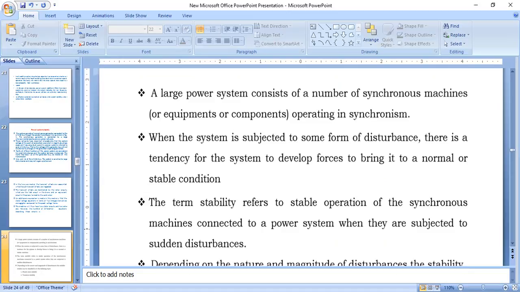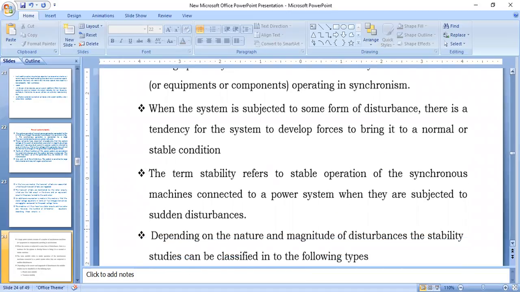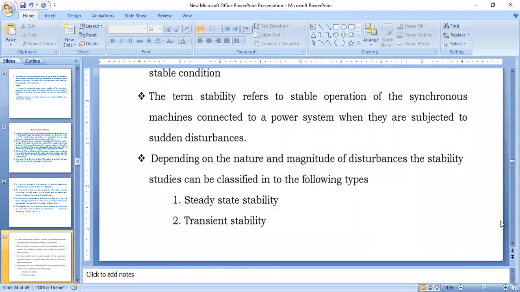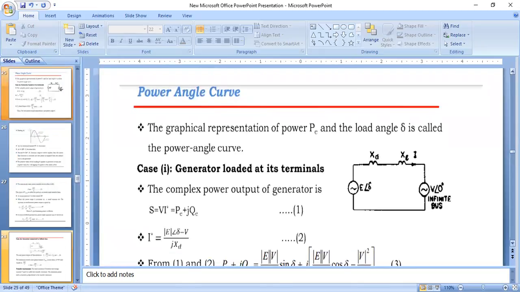The term stability refers to stable operation of the synchronous machines connected to a power system when they are subjected to sudden disturbances. Depending upon the nature and magnitudes of the disturbances, the stability studies can be classified into the following two types, as you have already studied: steady state stability and transient stability. Now these, we will discuss by using the power angle curves. The graphical representation of PE and the load angle delta is called the power angle curve.